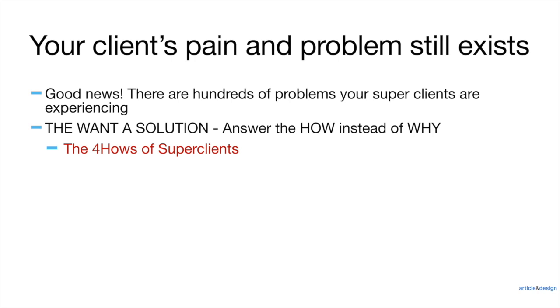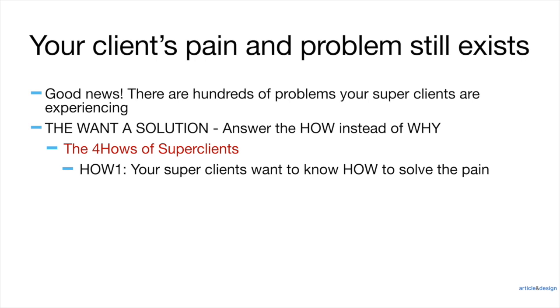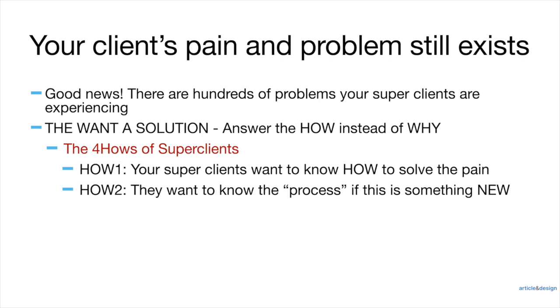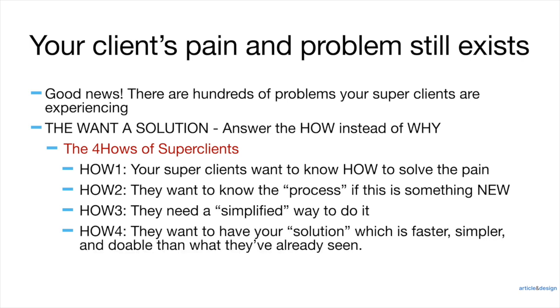So, let me introduce to you the four hows of super clients. First, if they've seen a free ebook, they're going to think this: your super clients want to know how to solve the pain. Next, they want to know the process, if this is something new or something they've already heard or seen. Next, they want or need a simplified way to do it. Probably what they saw before was so complicated for them, because if it's simplified, they'll want it. Next, they want your solution, which is faster, simpler, and more doable for them than what they've already seen.